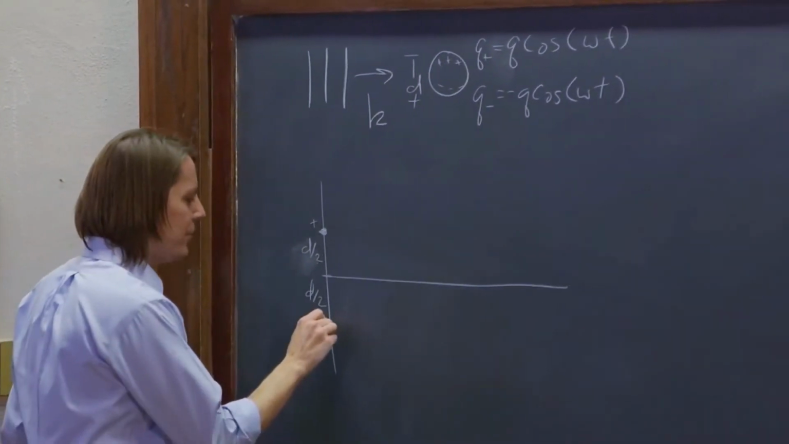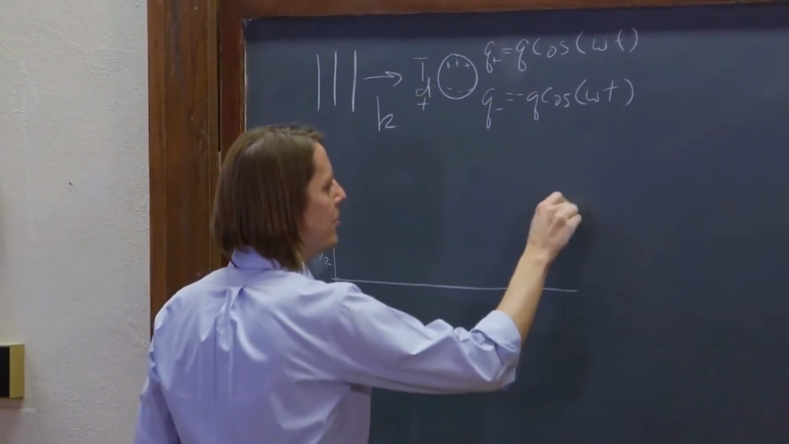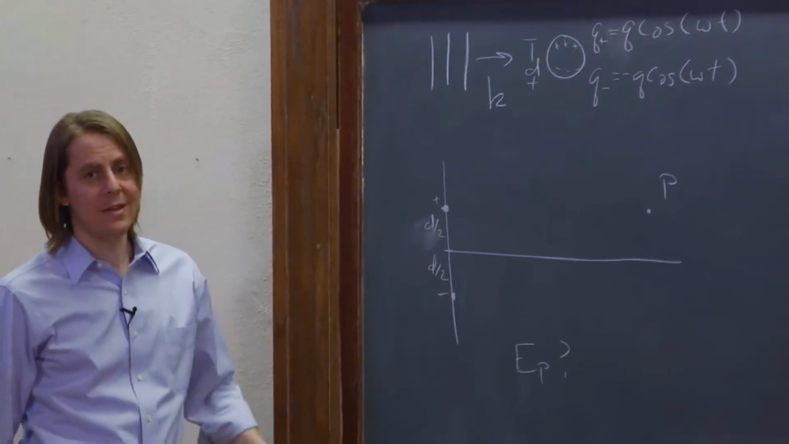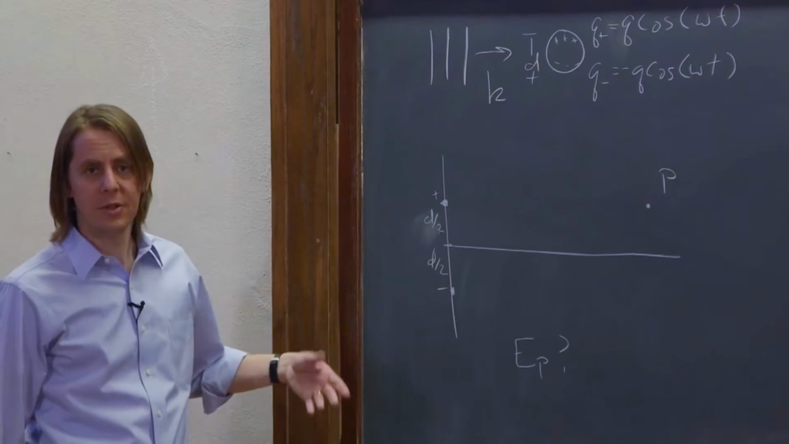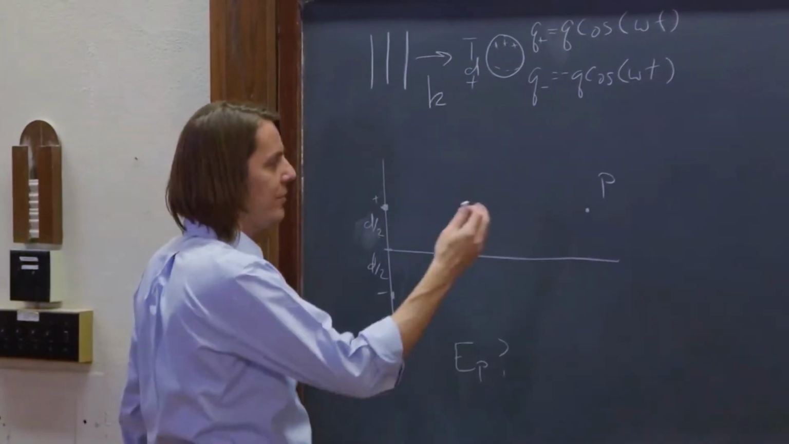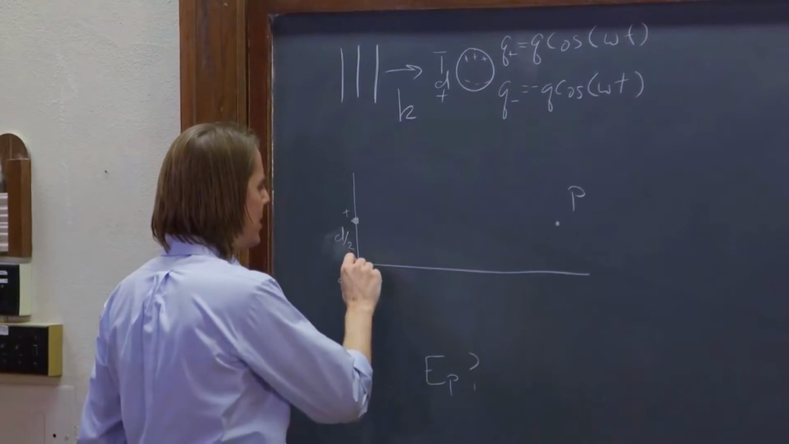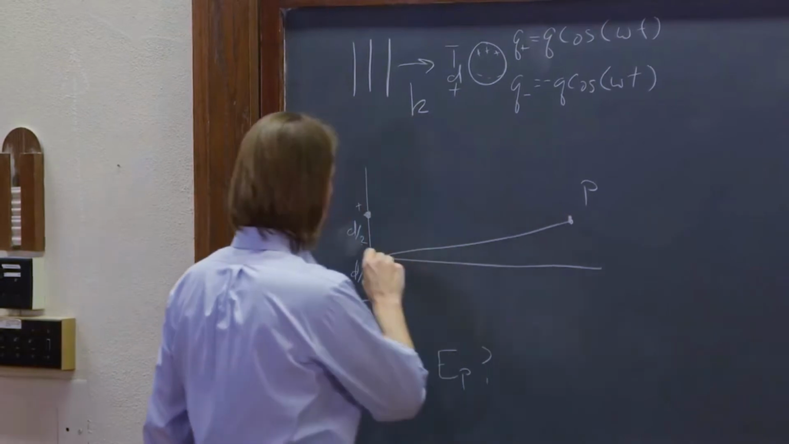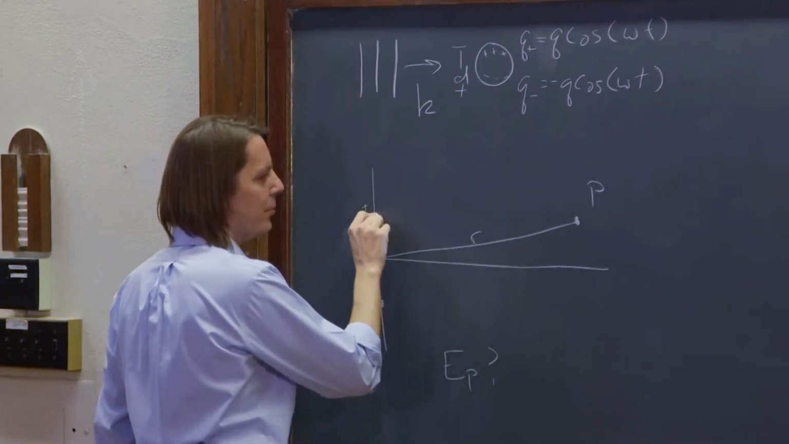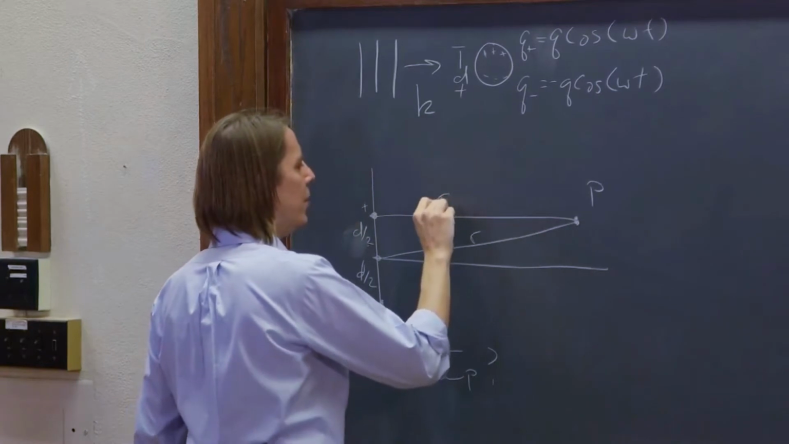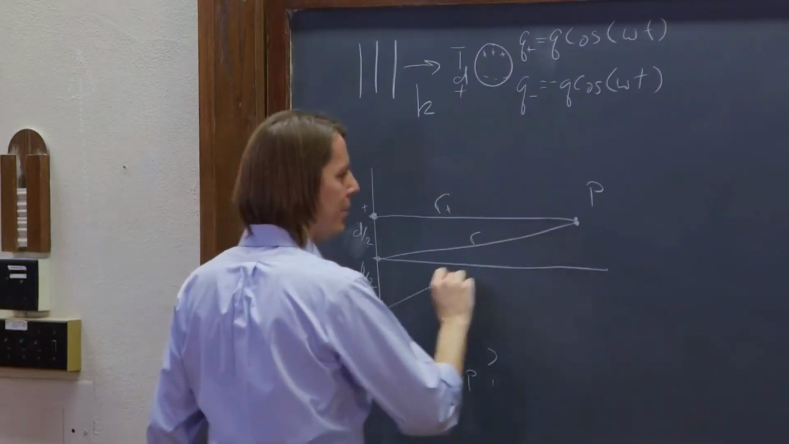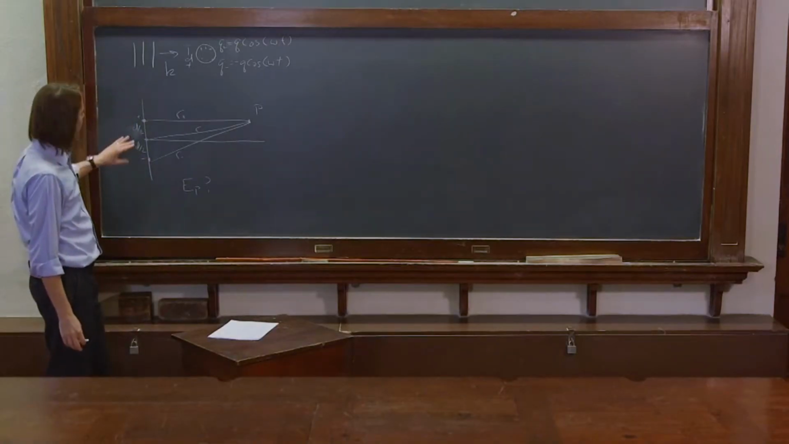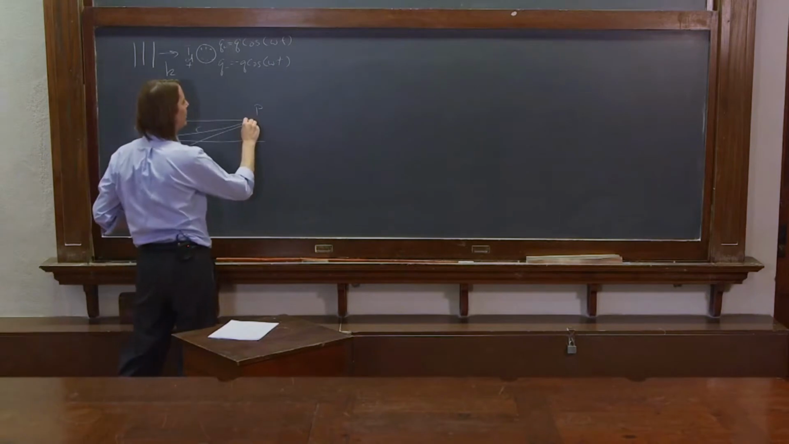And what we want to do is think about some point out here, some point P, and say, what is E of P? Because if we could calculate the electric field due to these oscillating charges, then maybe we could see if that looks like light. Hopefully it'll look like light. So let's see, we want to draw a line from the origin. We're going to call that R. And we're going to draw a line from the top charge, we're going to call that R plus, and a line from the bottom, and we're going to call that R minus. So each one has their own distance to point P, slightly different.